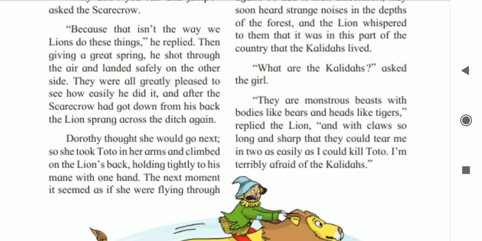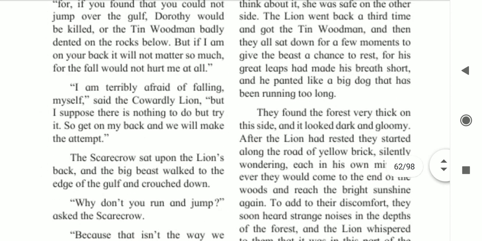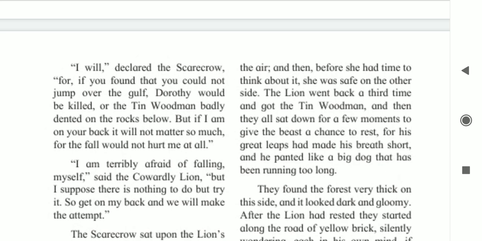They were all greatly pleased to see how easily he did it. And after the Scarecrow had got down from his back, the Lion sprang across the ditch again. Dorothy thought she would go next, so she took Toto in her arms and climbed on the Lion's back. Holding tightly to his mane with one hand, the next moment it seemed as if she were flying through the air. And then, before she had time to think about it, she was safe on the other side.